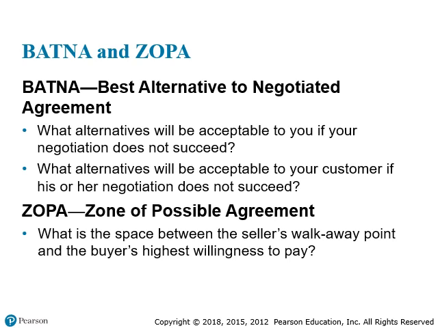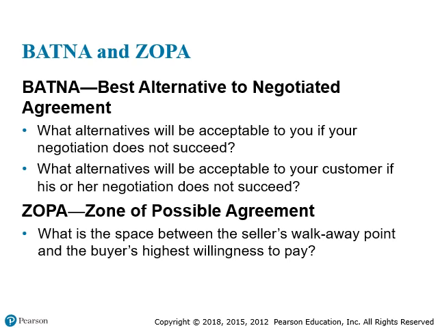The best alternative to a negotiated agreement, or a BATNA, is defined as what alternatives will be acceptable to you if your negotiation doesn't succeed. You'll likely have to make concessions in formal negotiations. Therefore, you need to think about and assess both your and the customer's BATNA, basically the bottom line, right? And then also think about the zone of possible agreement, or the ZOPA.